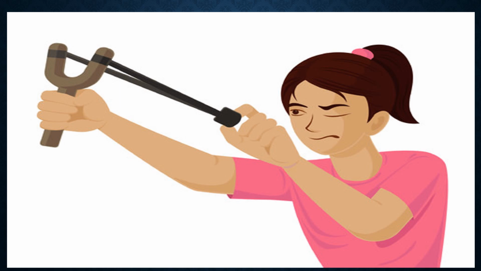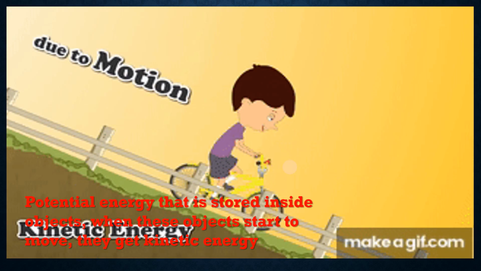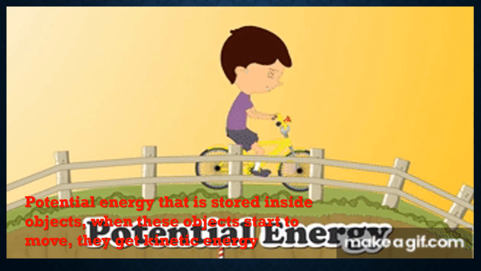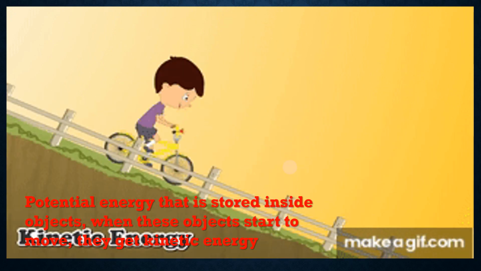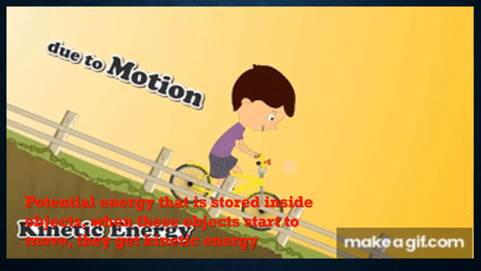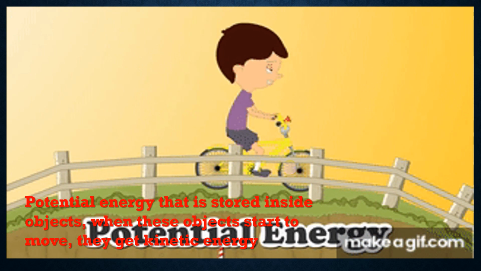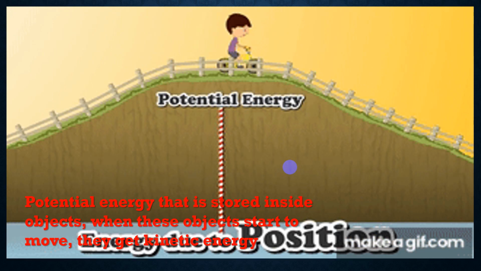Actually, this girl pulls this kind of rubber, and this causes energy to be stored inside this toy. Okay, we call it a potential energy. When this girl just leaves it, it will transform to motion, and this motion I call kinetic energy. Potential energy that is stored inside objects, when these objects start to move, they get kinetic energy. So potential energy only transforms or changes to kinetic energy.